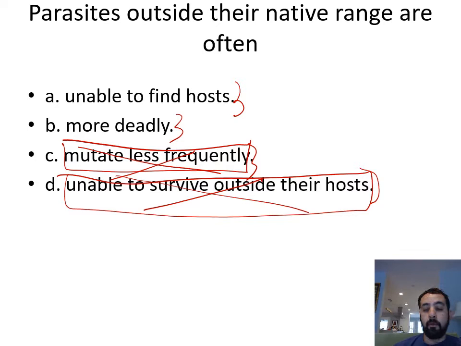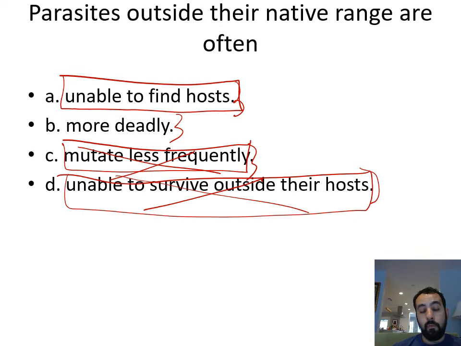Unable to find hosts. If option A was true, this white fungus disease, the European North strain of the fungus that moved to America, would not have succeeded. It actually did the opposite. It was fairly good at finding the hosts, right? It doesn't mean that it's better. It doesn't mean that it's worse. It's just the same. You find the host the same way.